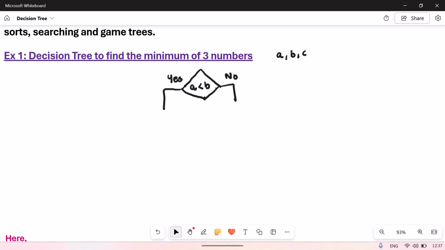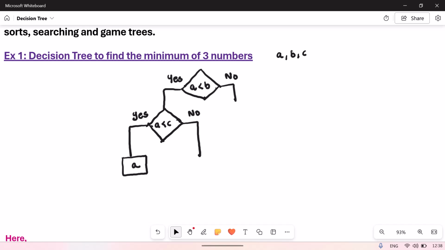So here you see, if A is less than B and it is yes, that means A is smaller among A and B. Then, in order to confirm whether A is the smallest, we compare it with C. So A less than C. Again, this will have two results, one is yes, the other one is no. A is less than B, yes. A is less than C is also yes. That means A is smaller than both B and C. That means I can clearly say that A is the smallest.